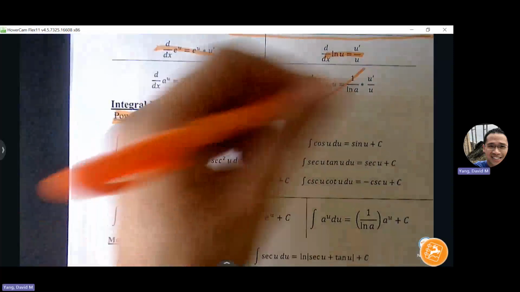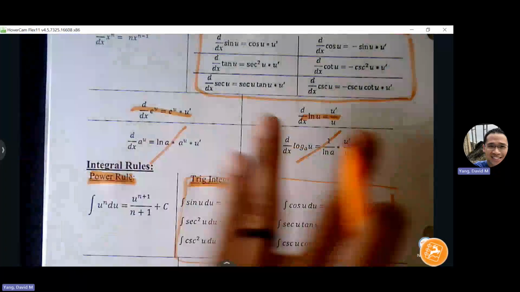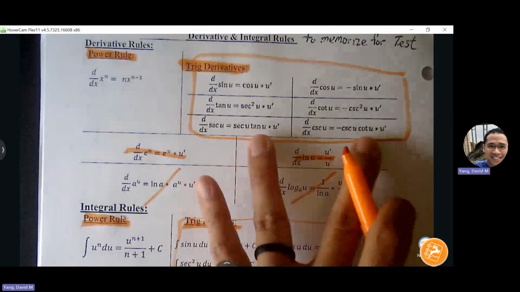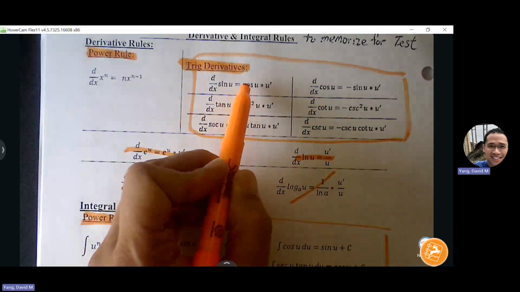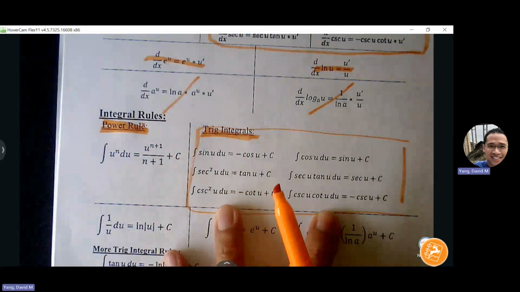Now on the integral side, obviously power rule, trig integrals, but again, we don't memorize these, right? We just build them off of our trig derivatives. You have these 6 memorized, the integral rules, you're just going backwards, right? Antiderivative of cosine is sine, antiderivative of secant squared is tangent u. So there's no need to memorize these. Are we good with that?